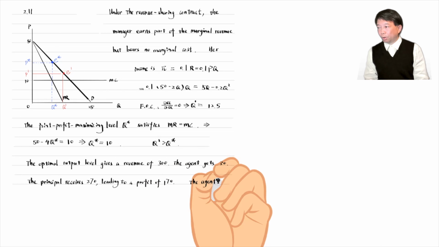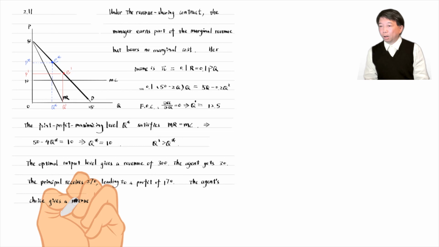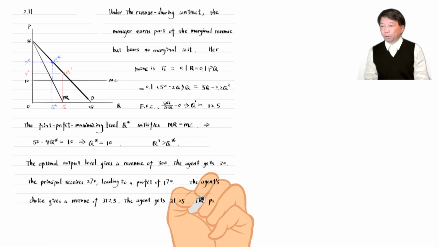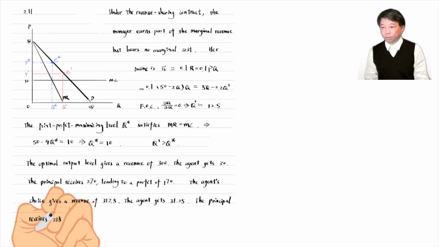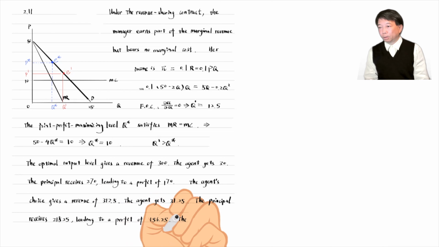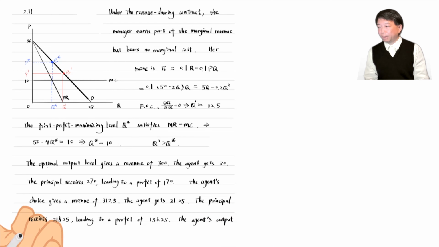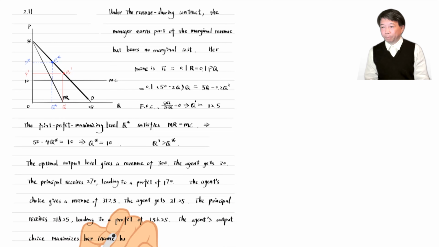The agent's choice gives a revenue of 312.5. The agent gets 31.25. The principal receives 218.25, leading to a profit of 156.25. The agent's output choice maximizes her income, but harms the principal.